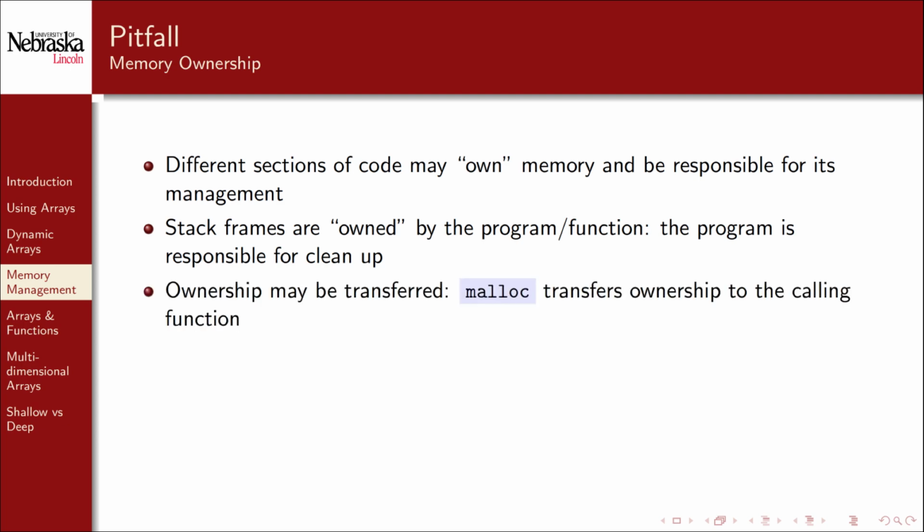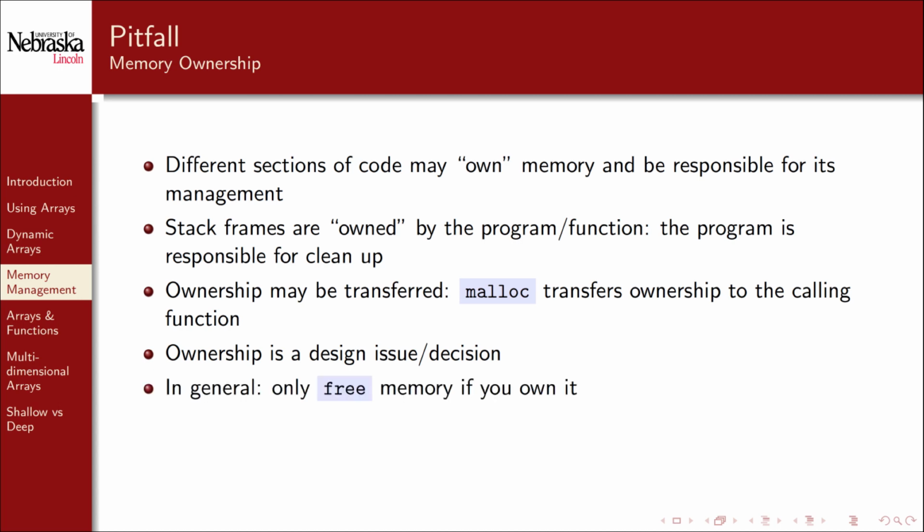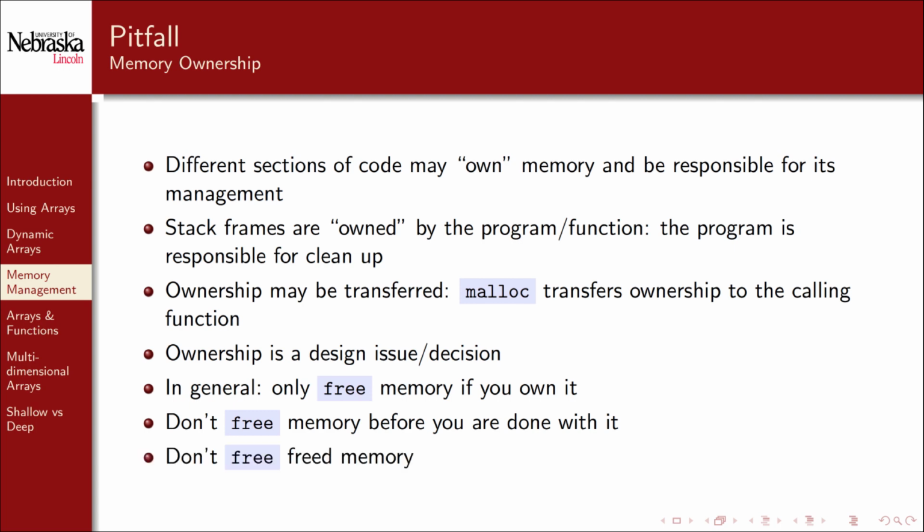However, ownership may be transferred between functions. For example, malloc itself allocates memory. By returning a pointer to it, it implicitly transfers ownership to the calling function. Ultimately, this is a design issue, but generally, only free memory in a function that owns that memory. Don't free memory before you're done using it. And don't free memory that has already been freed. Doing any of these things will likely lead to a segmentation fault or other issues.